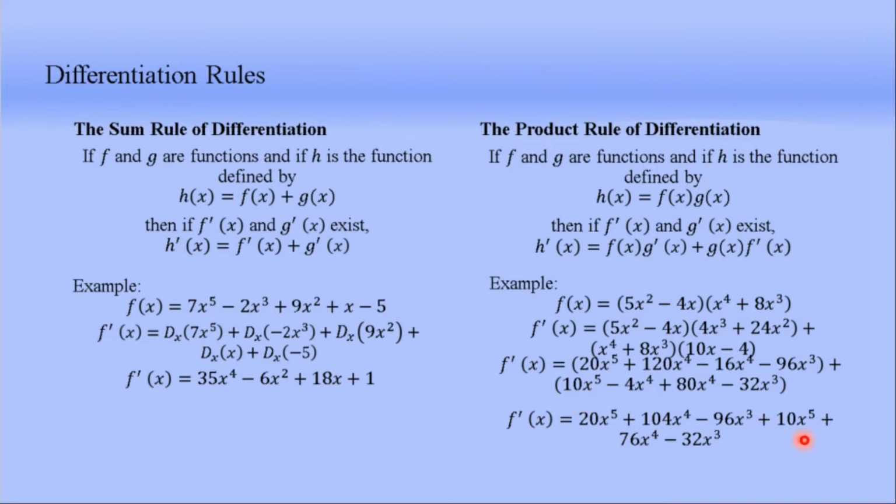x raised to the fifth power plus 76x raised to the fourth power minus 32x squared. And now we're going to do the same. We're going to subtract or add the like terms. And now first we have x raised to the fifth power. So we're going to add the like terms. So we have 20 plus 10. That's going to be 30x raised to the fifth power.